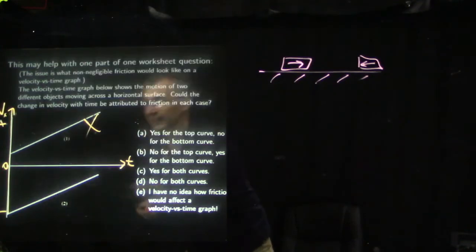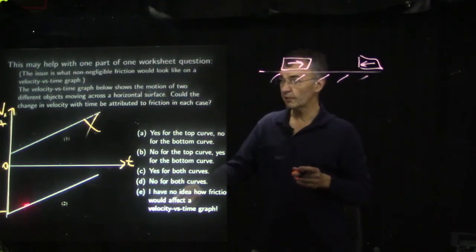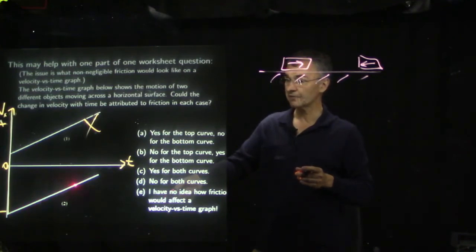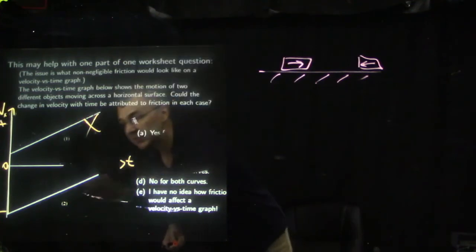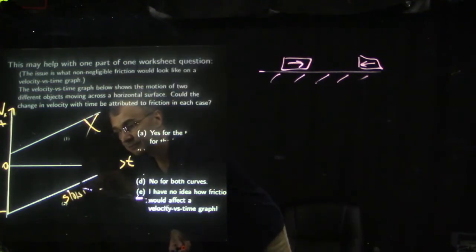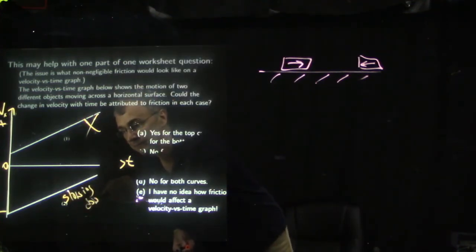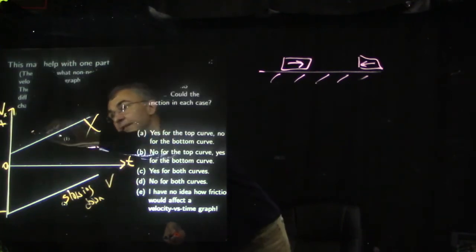What about here? This object seems to be slowing down. You see it's moving backwards, and now it's moving backwards less quickly, and even less quickly. Eventually it seems like it's going to stop. So this is slowing down, whereas this is speeding up.